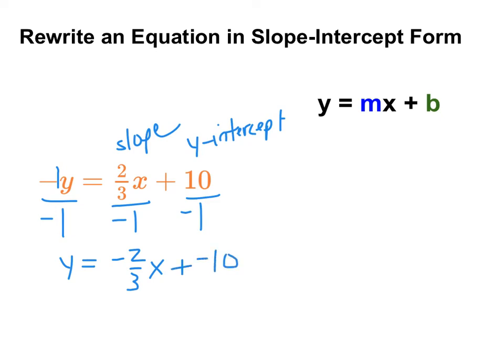And now, if you look at it, we've got it in slope-intercept form. My slope now is -2/3, and my y-intercept is -10.